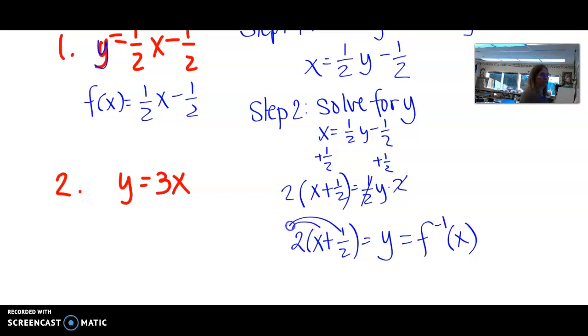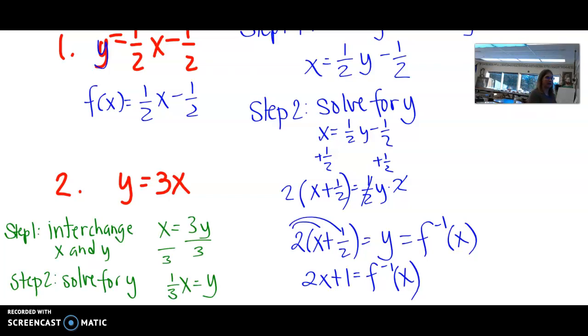I can also distribute this if I want to. It would be 2x plus half of 2, which is 1. So that is the inverse function. Number 2, I'd like you guys to stop the video, try to find the inverse for number 2, y equals 3x, and come back and check. So in the first step, I interchanged x and y, and then in step 2, I divided by 3, and I got x divided by 3, or that's the same thing as 1/3 x equals y. So that would be the inverse function of y equals 3x.